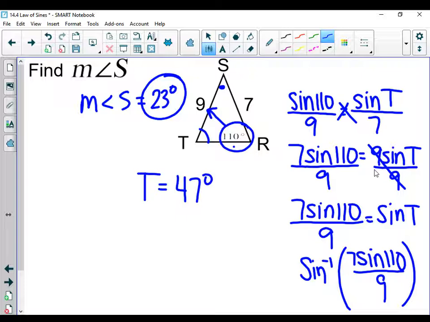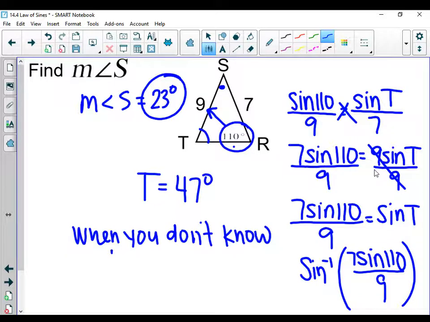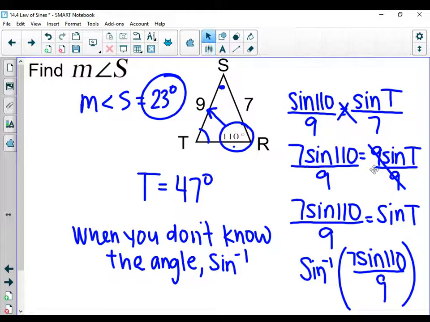Okay. So when you don't know the angle, you're going to use the inverse. Okay. And that's the same for cosine and tangent as well.